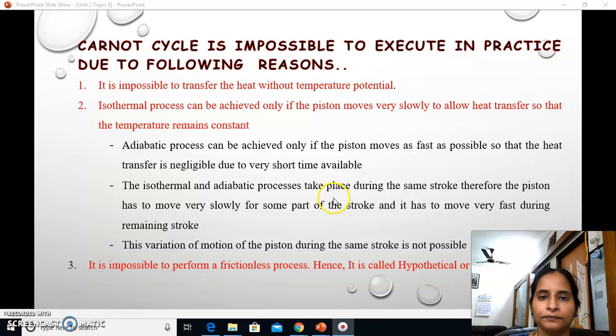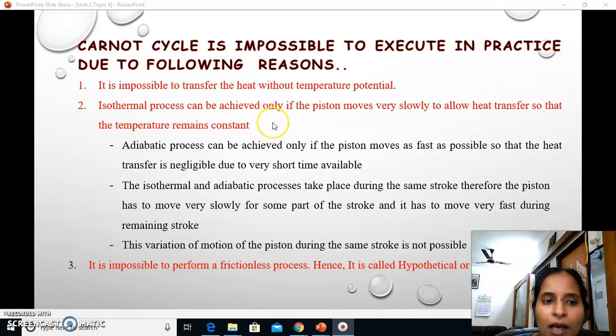The Carnot cycle is impossible to execute in practice due to the following reasons. Number one, it is impossible to transfer heat without a temperature potential. You know very well that only if there is a temperature gradient can we transfer heat from one place to another. An isothermal process can be achieved only if the piston moves very slowly to allow the heat transfer so that the temperature remains constant. This is a very valuable point to be noted: you are supplying heat to a system, but its temperature should not be raised.